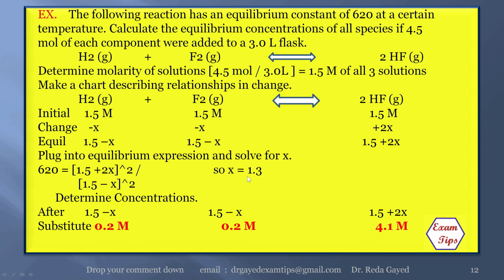So x here will equal 1.3. So finally determine concentrations. It will be 1.5 minus x, so it is 1.5 minus 1.3. It is 0.2 mole. Same for fluorine, 0.2 mole. And here it is 1.5 plus 2x, and 2x here is 2.6. So this plus that will be 4.1 mole. Please, if you are talking about concentration, don't forget to mention its unit.